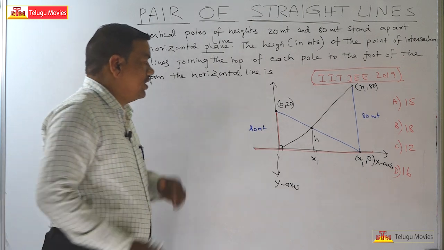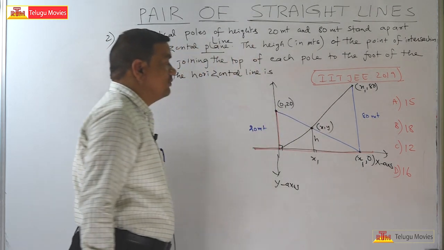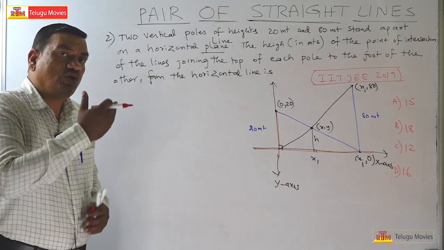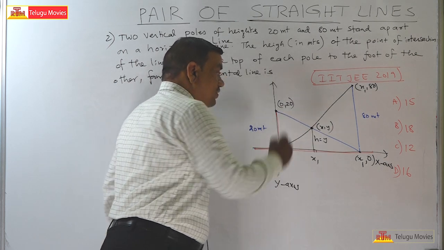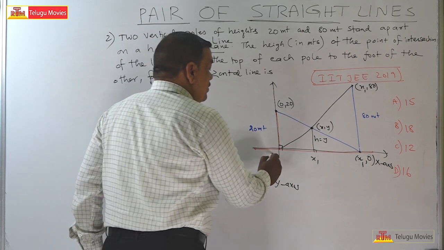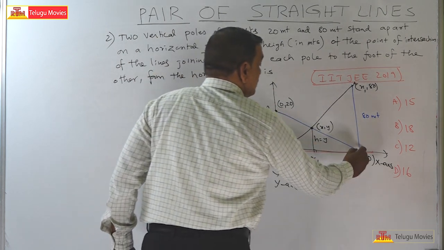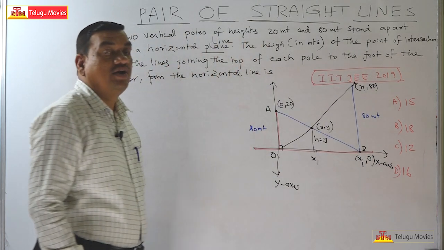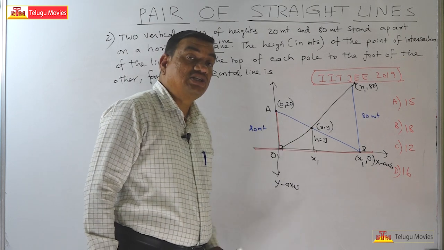Let the point of intersection be x comma y. If we find the y value, that is your height. Then how to find it? Very simple. If we find the equation of OA and OB, AB, and solve those two equations, the point of intersection will come.